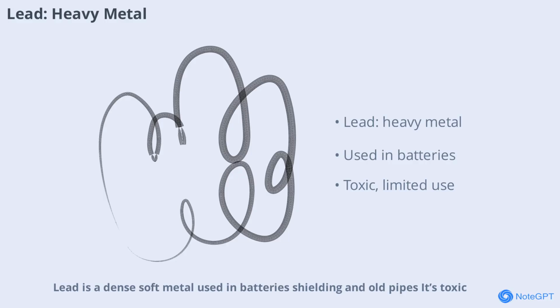Lead is a dense, soft metal used in batteries, shielding, and old pipes. It's toxic, so its use is now limited. Lead's heaviness makes it good for blocking radiation, but its health risks mean we use safer alternatives today.